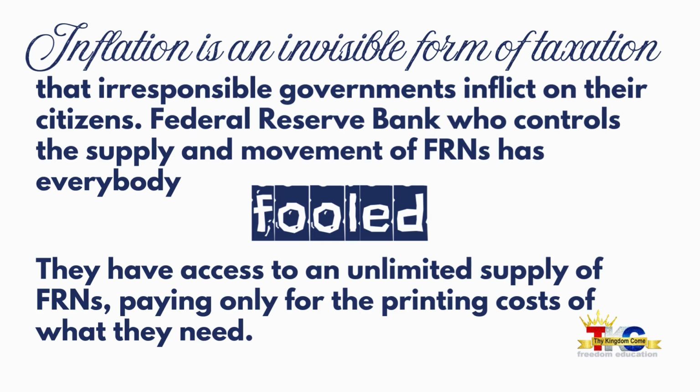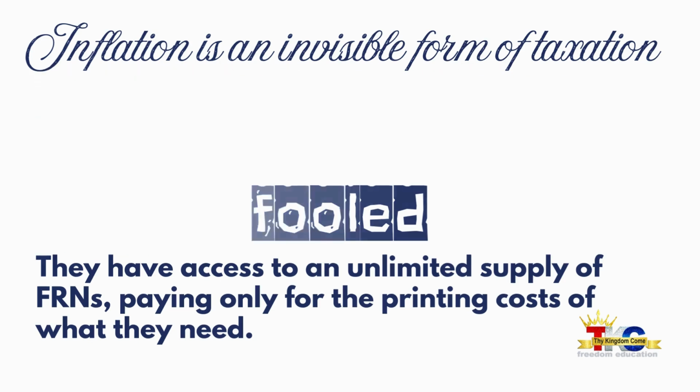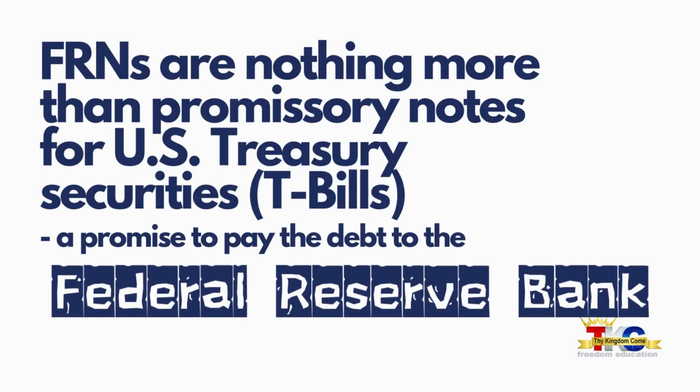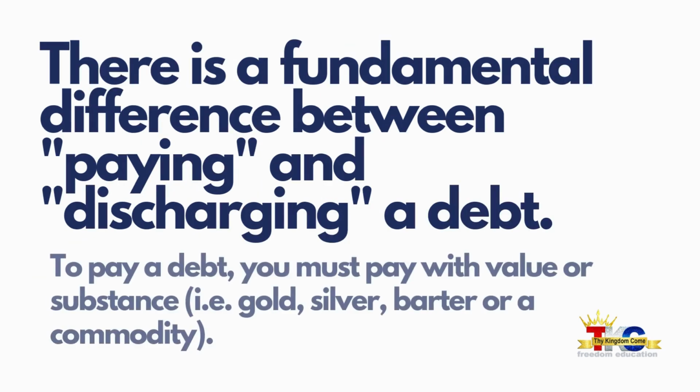Federal Reserve banks, who control the supply and movement of FRNs, have everybody fooled. They have access to an unlimited supply of FRNs, paying only for the printing costs of what they need. FRNs are nothing more than promissory notes for U.S. Treasury securities, T-bills, a promise to pay the debt to the Federal Reserve Bank.